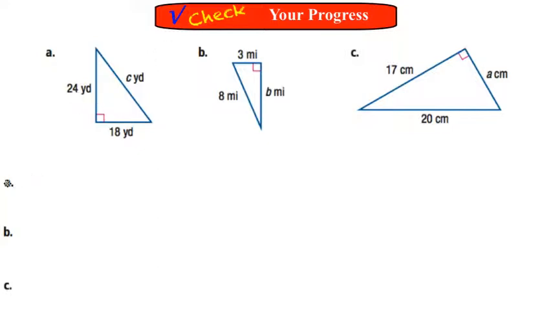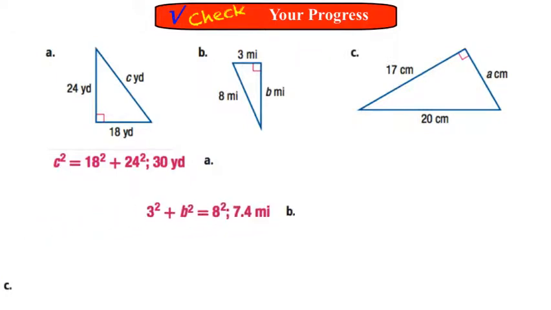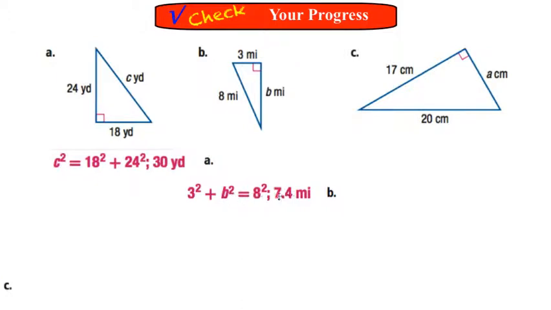All right, for this slide, I'm just going to go ahead and run through the answers. Let's see if you got those right. C squared equals 18 squared plus 24 squared. When you solve that, you should end up with C equal to 30. Letter B, your equation will be 3 squared plus b squared equals 8 squared. When you solve that for b, you end up getting 7.4 miles. And letter C, we are looking for a this time. So you have a squared plus 17 squared equals 20 squared. Solving that for a gives you 10.5. Now if you have any questions or if you got any of those wrong, be sure to ask me in class tomorrow.